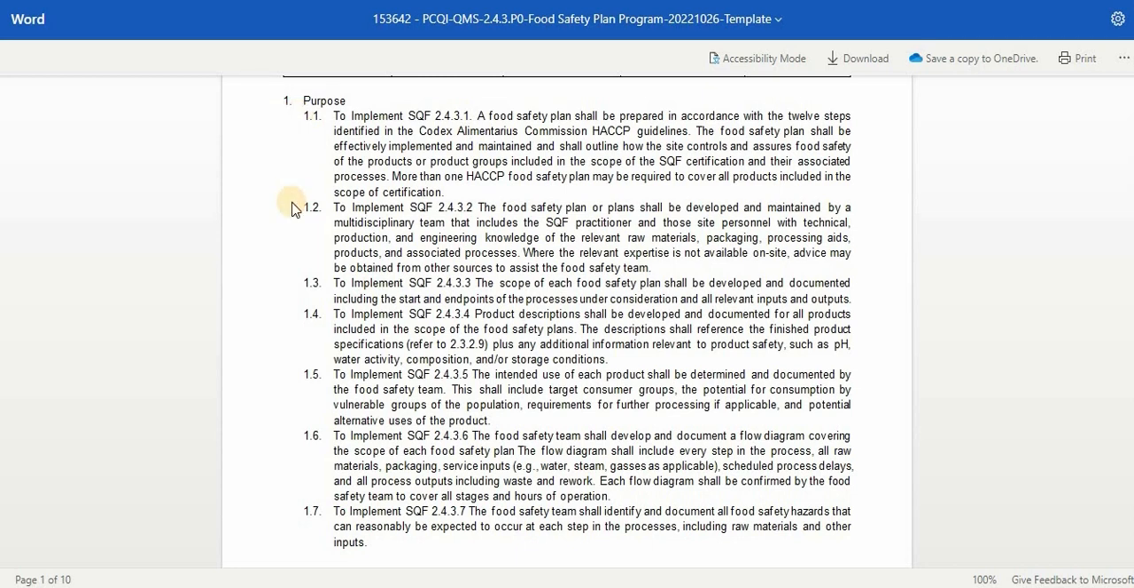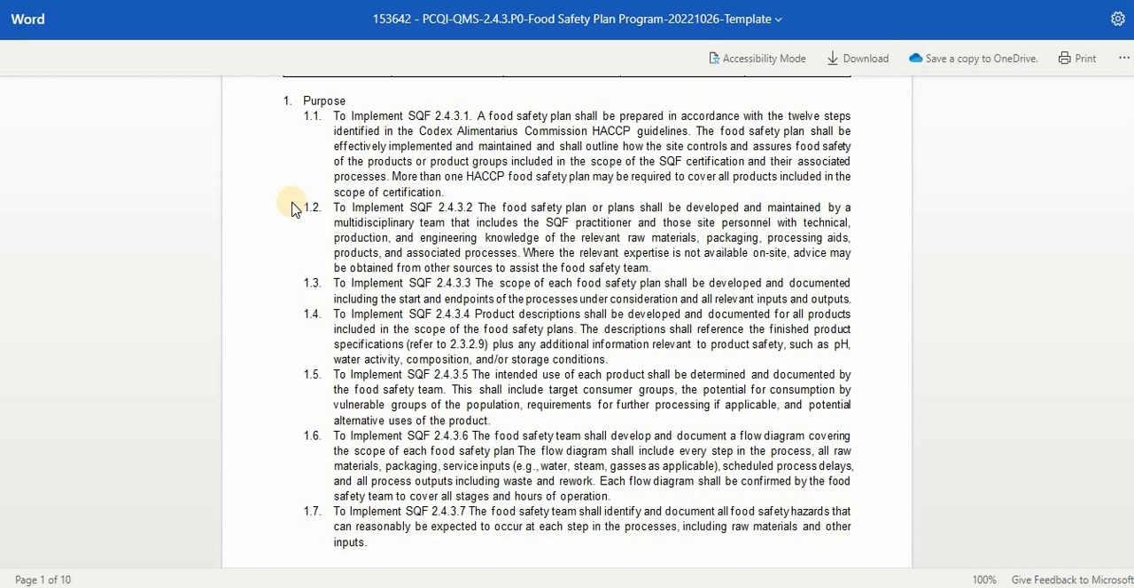Second, to implement SQF 2.4.3.2, the food safety plan or plans shall be developed and maintained by a multidisciplinary team that includes the SQF practitioner and those site personnel with technical, production, and engineering knowledge of the relevant raw materials, packaging, processing aids, products, and associated processes. Where the relevant expertise is not available on site, advice may be obtained from other sources to assist the food safety team.